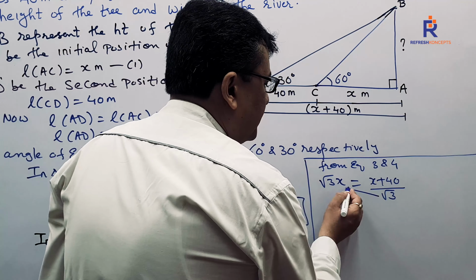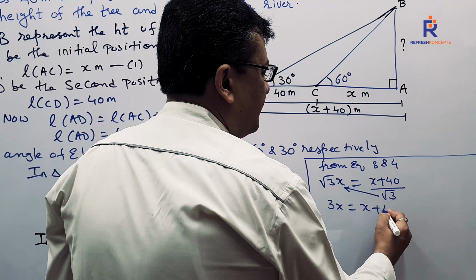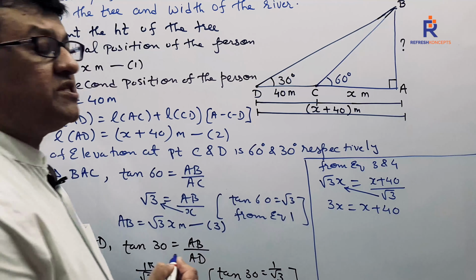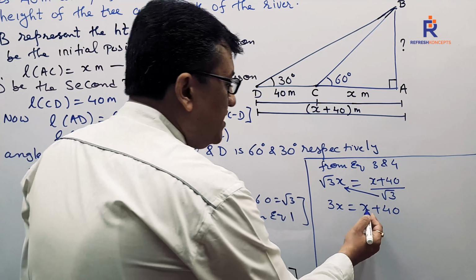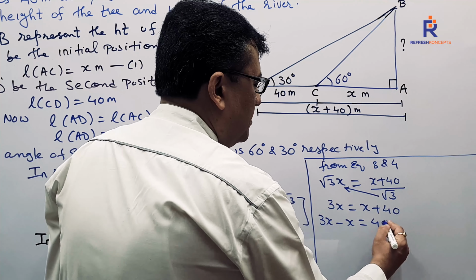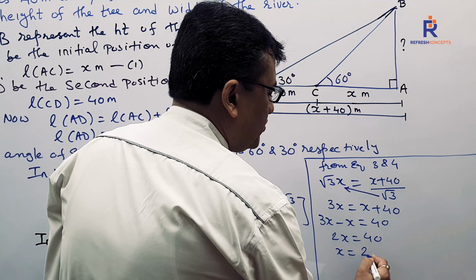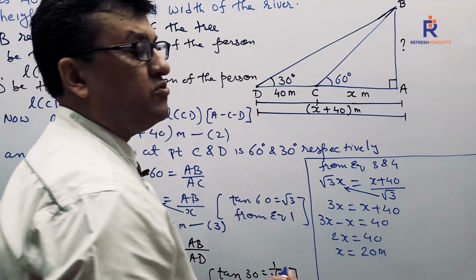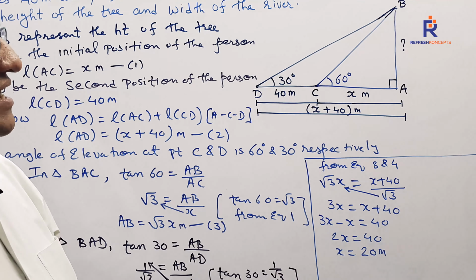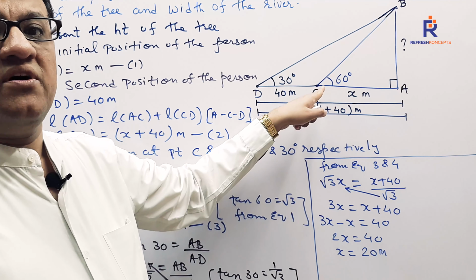We go for cross multiplication. Root 3 into root 3, 3x is equals to x plus 40. This x when comes over here, 3x minus x is equals to 40. 2x is equals to 40. X turns out to be 20 meter. Children, what was x from our side? X was nothing but the width of the river.